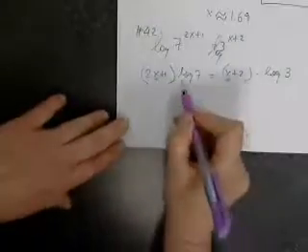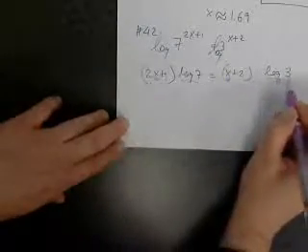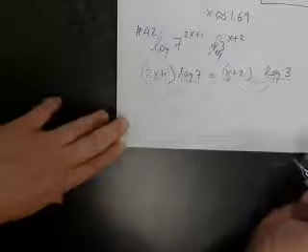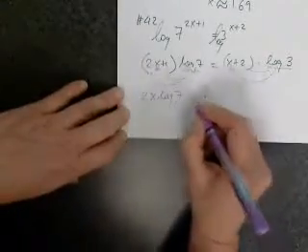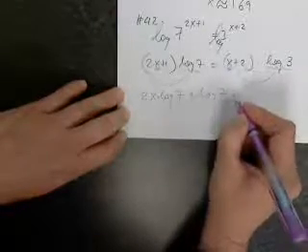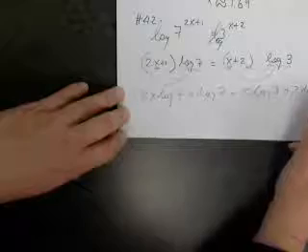Distribute, exactly. So I'm going to distribute this number to these two terms, and I'm going to distribute this number to these two terms. So 2x log 7 plus log 7 equals x log 3 plus 2 log 3.